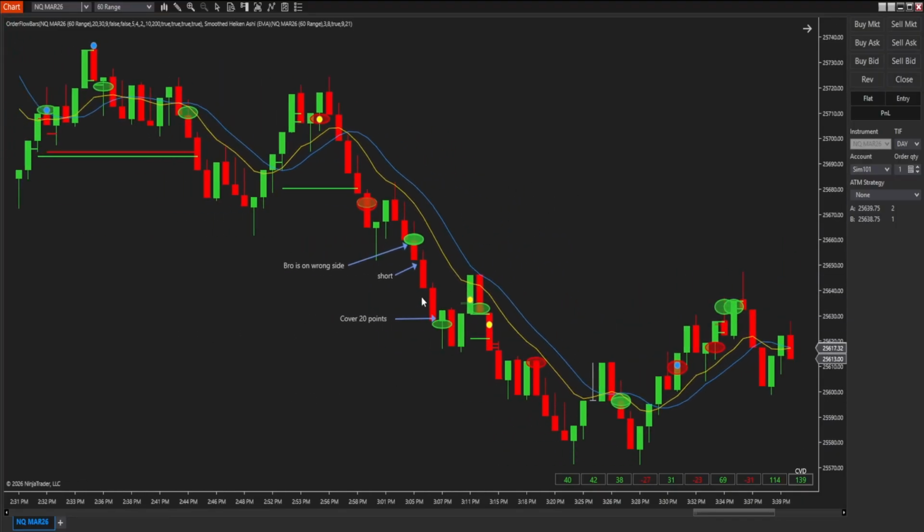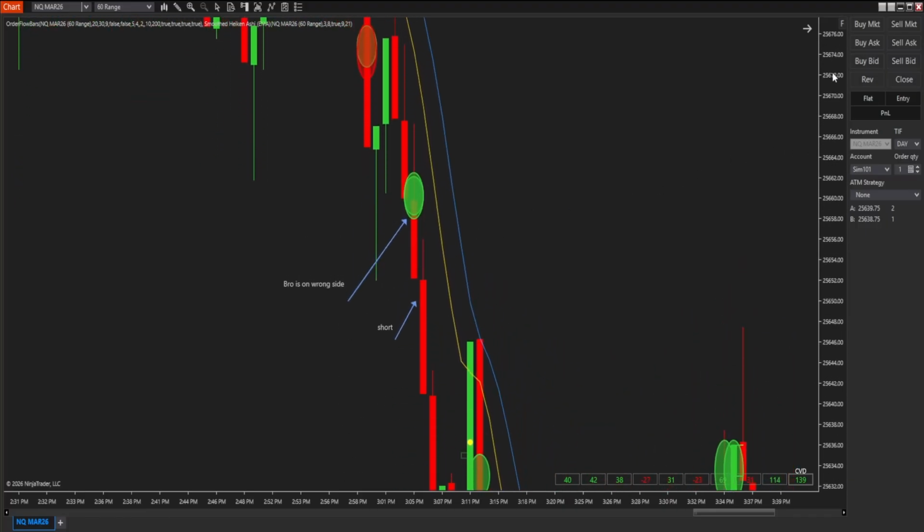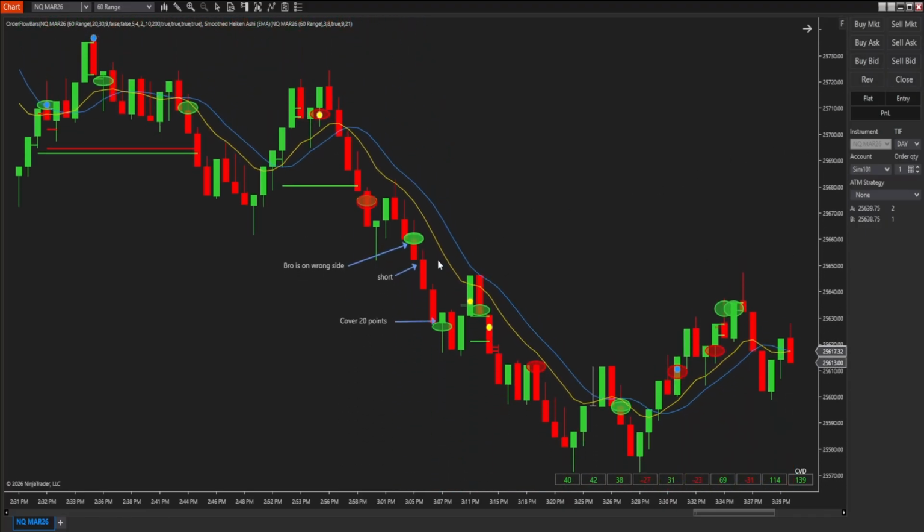Also, I want to show another great A+ setup for a trapped buyer. Bro is on the wrong side. I just put a little text there. You had a large buyer right there. I think that was 2 large buyers. So that's 60 contracts going long. I don't know if that's the same order, but it's 2 orders with 30-plus contracts.